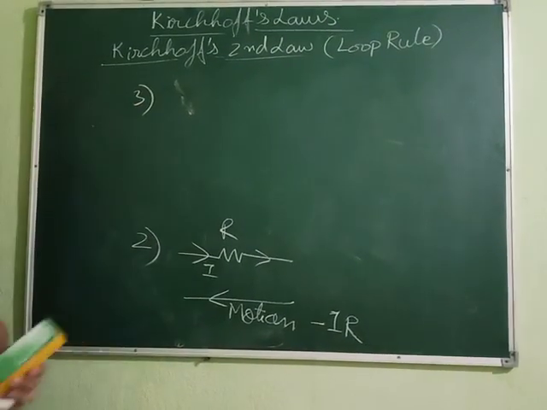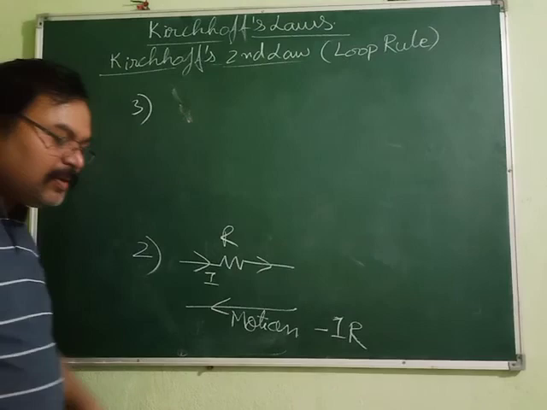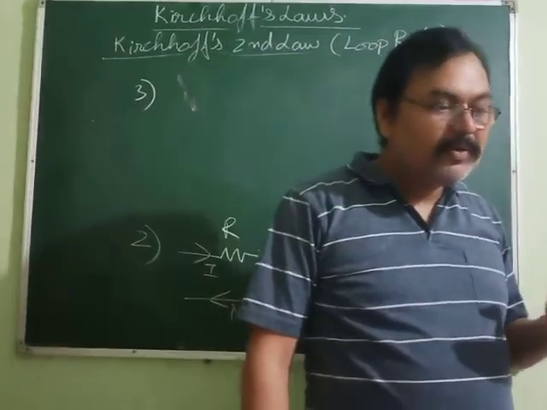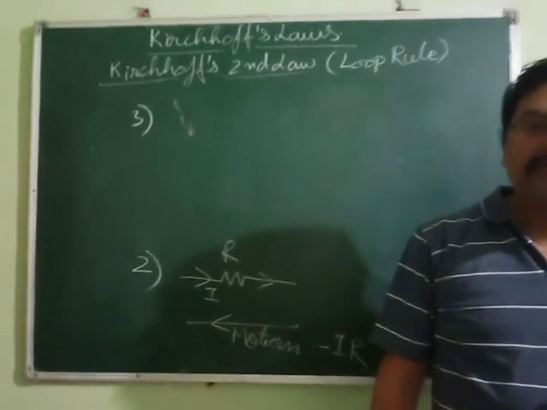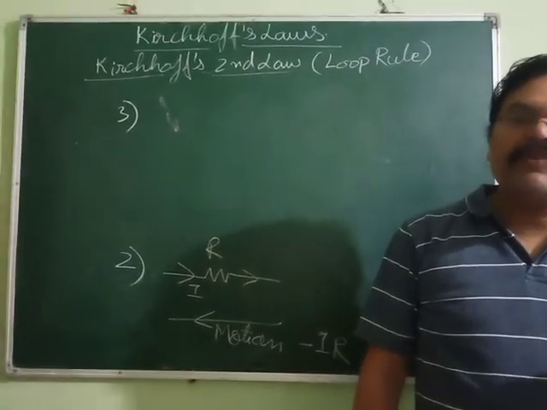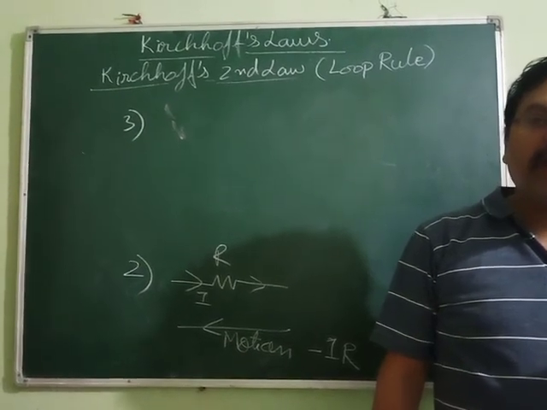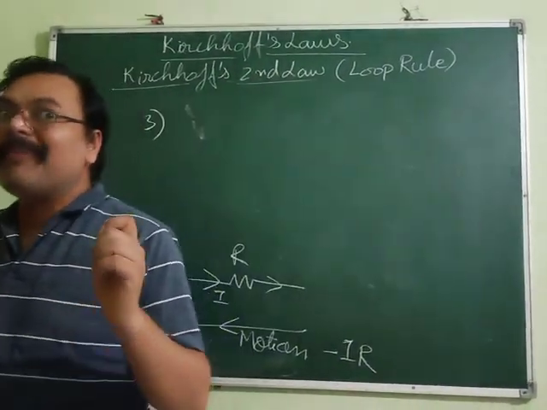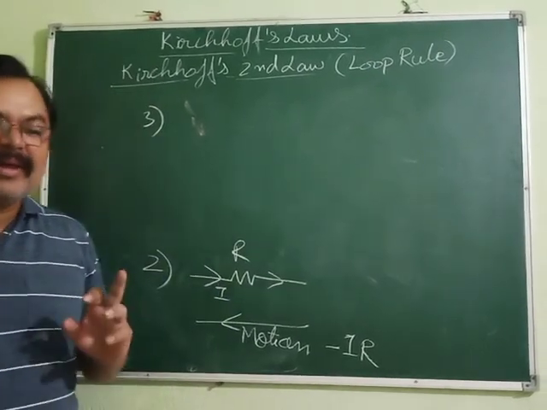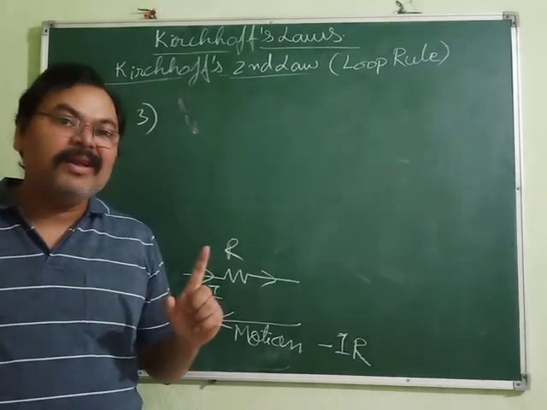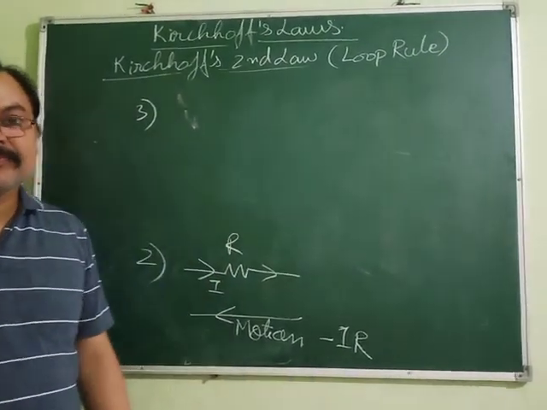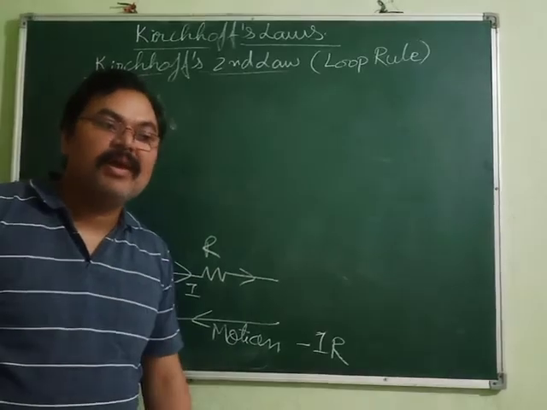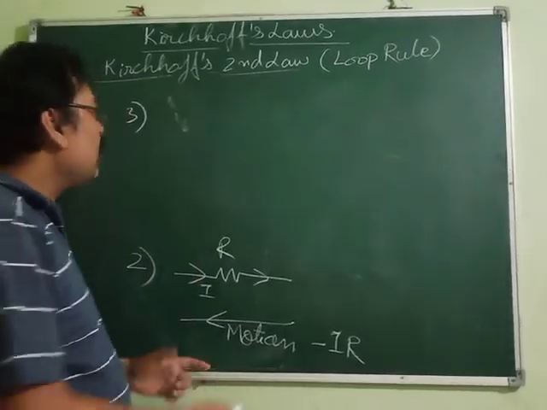Third one. Start writing. While moving, if we cross first the negative terminal and then the positive terminal of a cell or a battery, then its EMF is taken as positive. Full stop.